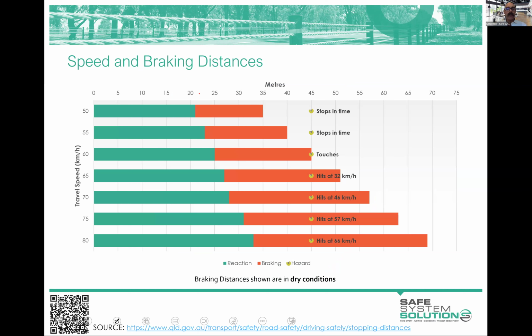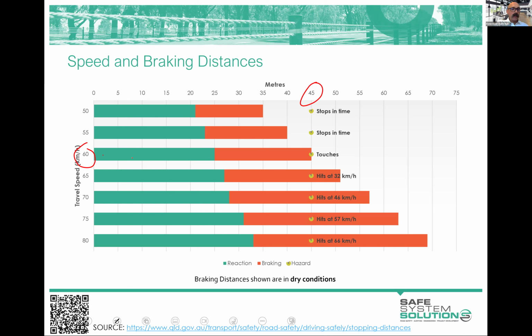Okay, speed 101. Maybe it's just physics 101, but I'm going to talk about it as speed 101. Okay, speed and impact speed. So travel speed and impact speed are not a linear relationship. Let me explain that. A vehicle is traveling at 60 kilometers an hour, and somebody steps out from behind a car 45 meters away.